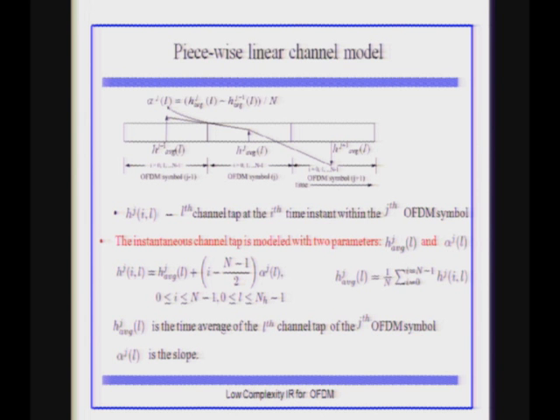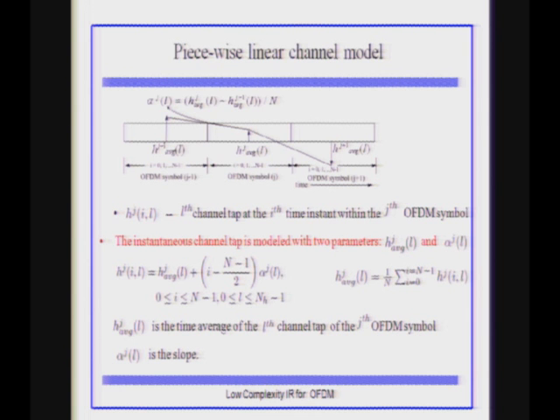What is drawn here is 3 OFDM symbols. So you have the L channel taps: the average value of the L channel tap at the J minus 1 symbol, here the average value at the present symbol, and the next one.